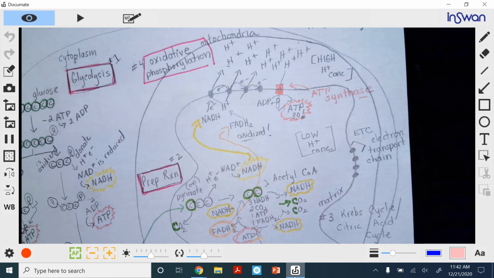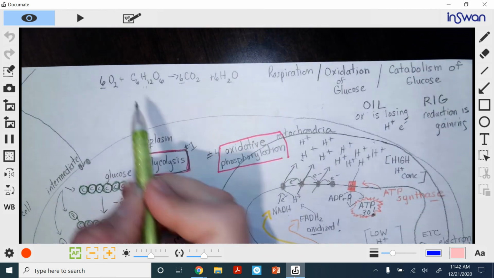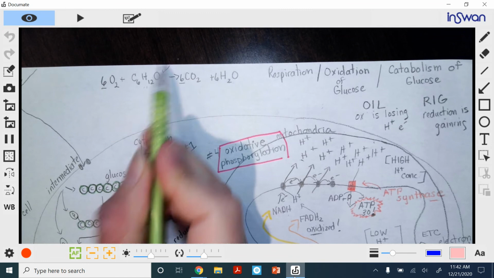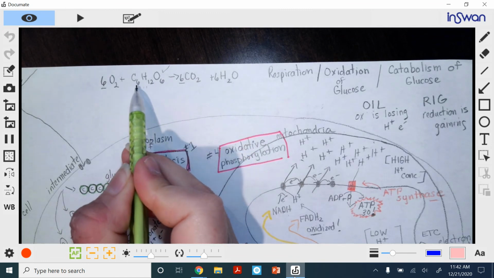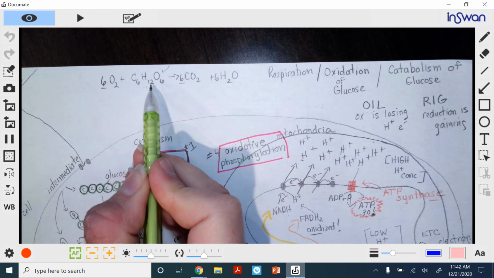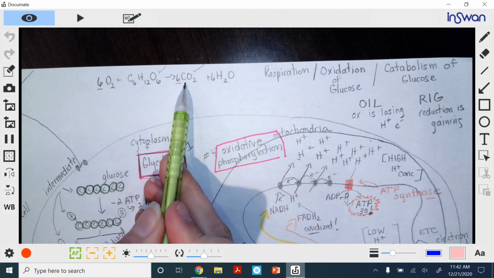Couple important concepts. Let's see what makes sense. Obviously, I have addressed glucose, right? You can see that we broke down glucose through several steps. When we broke down glucose, I released carbon atoms. The 6 carbon atoms got released as 6 CO2s.